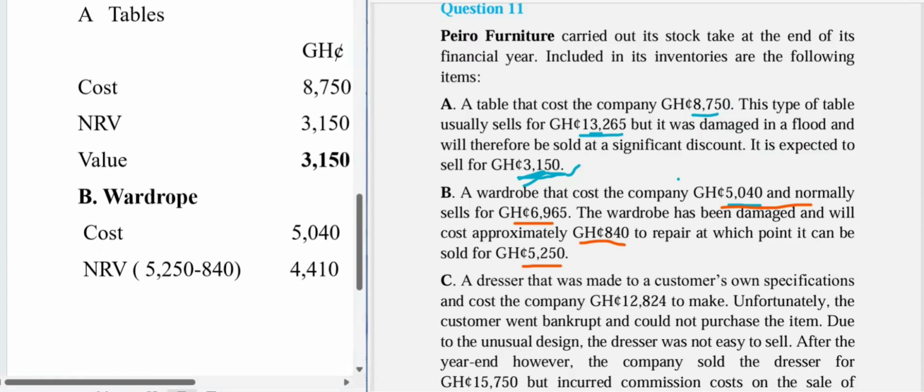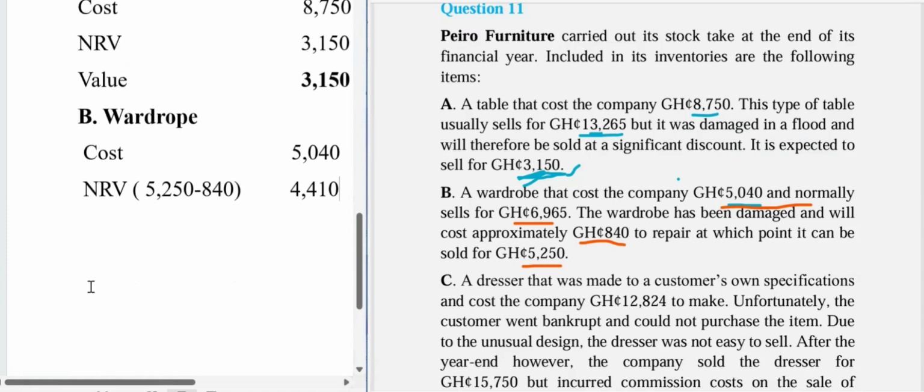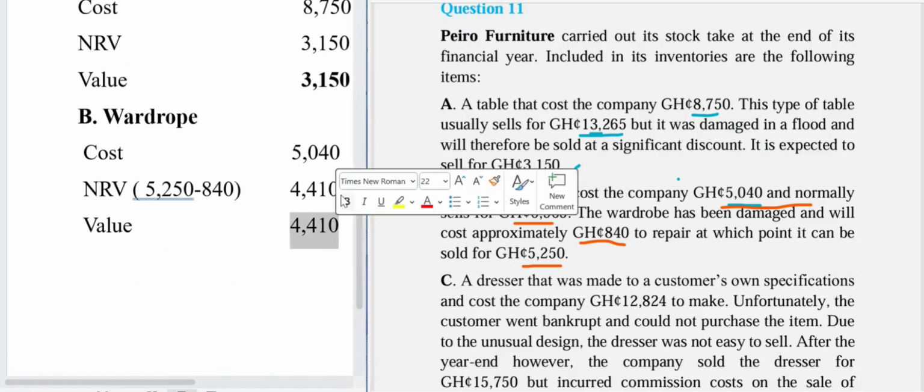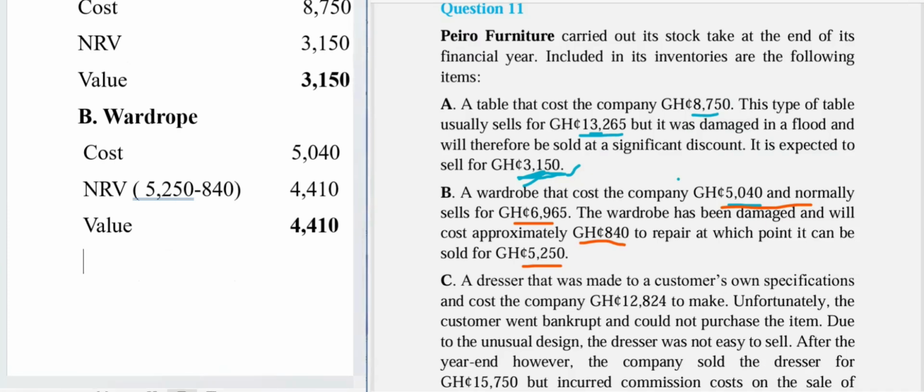So picking these two, which one is the lower? So with the wardrobe, which one is the lower of the two? So for that one, the value will be the lower, which is 4,410. Okay, 4,410. That's the lower. So this is the value we're going to use for the wardrobe, the lower of the cost and then NRV. Then let's go to C.